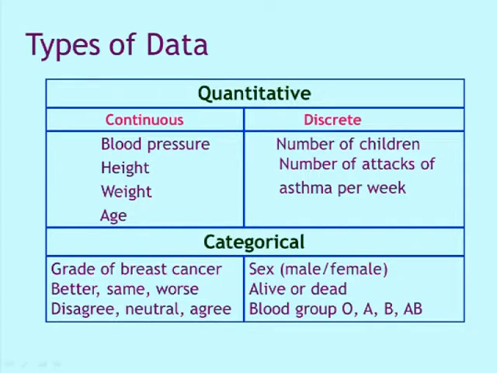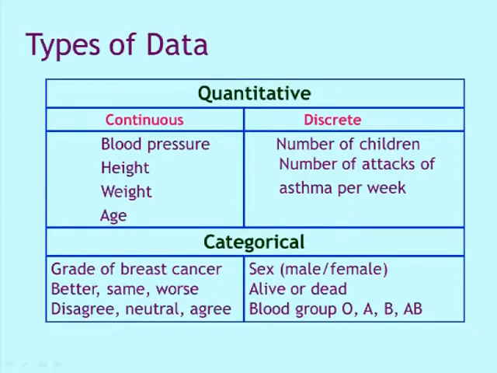When nominal data is presented only in two categories, it is called dichotomous data. In this particular example, sex is a dichotomous kind of data because it has got only two options or two categories. So that's essentially understanding the types of data.